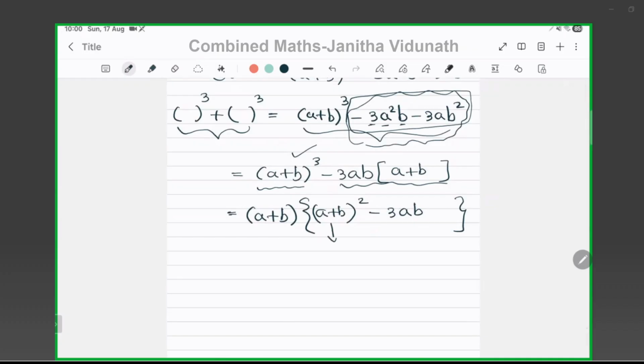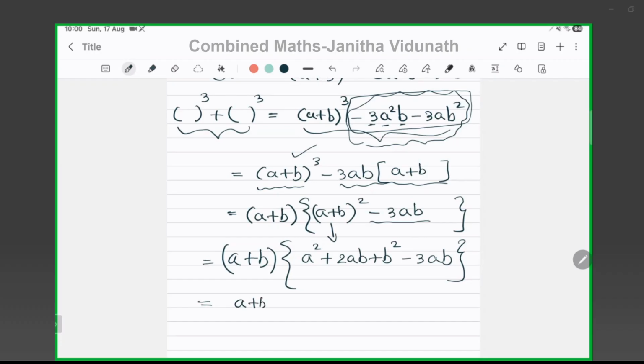Then we know how to expand this term. Then we get (a plus b) times, by expanding (a plus b) whole square, a square plus 2ab plus b square. The remaining term is minus 3 times ab. Then finally we get (a plus b) times a square, and from these two terms we get minus ab, and plus b square remains.